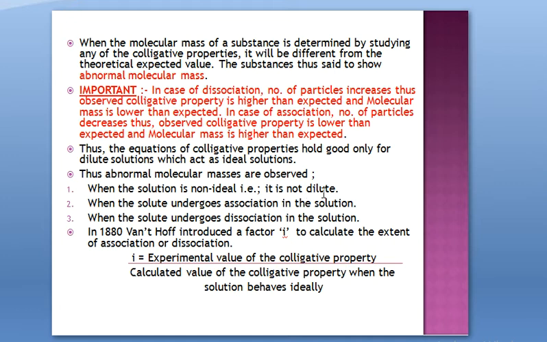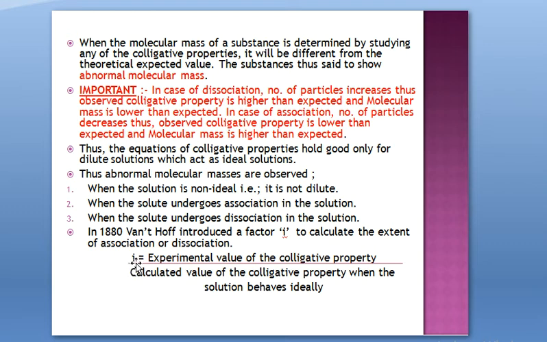If your solution is not dilute, if your solute undergoes association or dissociation, and you have to calculate the molecular mass there, which colligative property will you use? This solution was given by Van 't Hoff in 1880. He gave us a correction factor i. We'll use this correction factor and we'll see how we can use those colligative properties in case of solutes which show abnormal molecular mass.